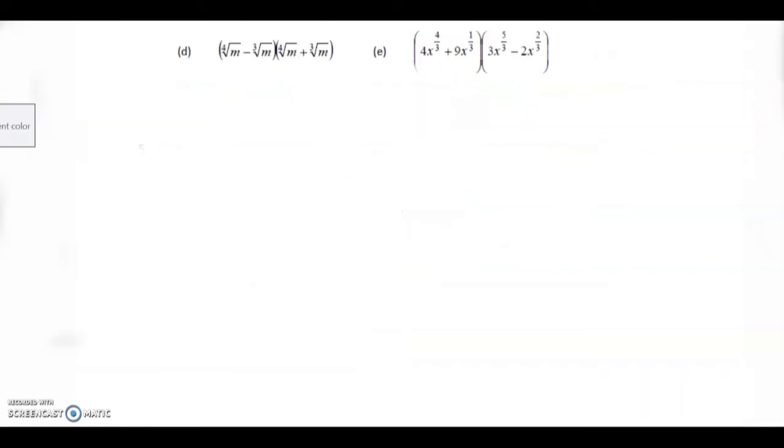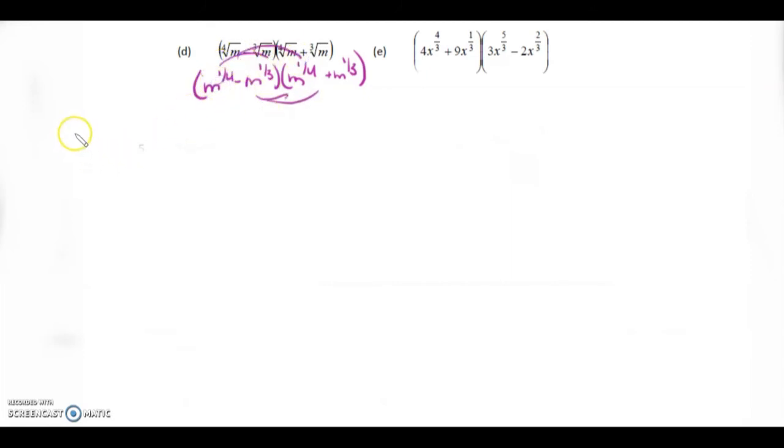Okay, we're going to do the same thing to D and E. So in D, I personally like to change this to m to the 1/4 minus m to the 1/3. Okay, m to the 1/4 plus m to the 1/3. Again, these are conjugates, so that middle term is going to cancel out. Okay, so now let's FOIL.